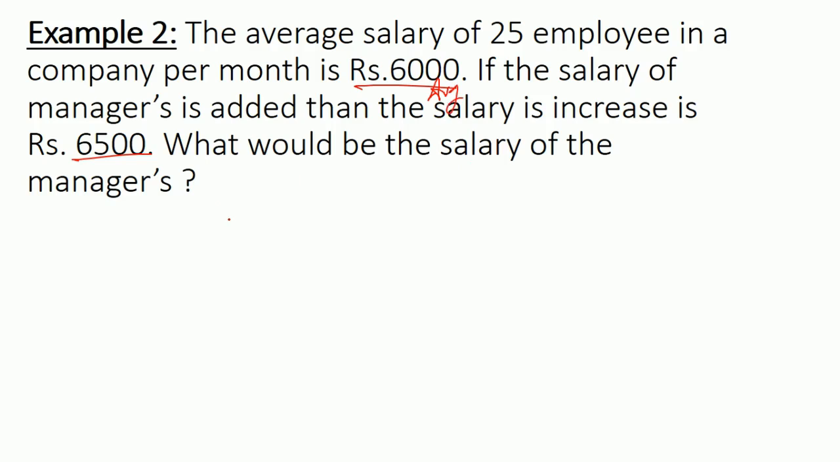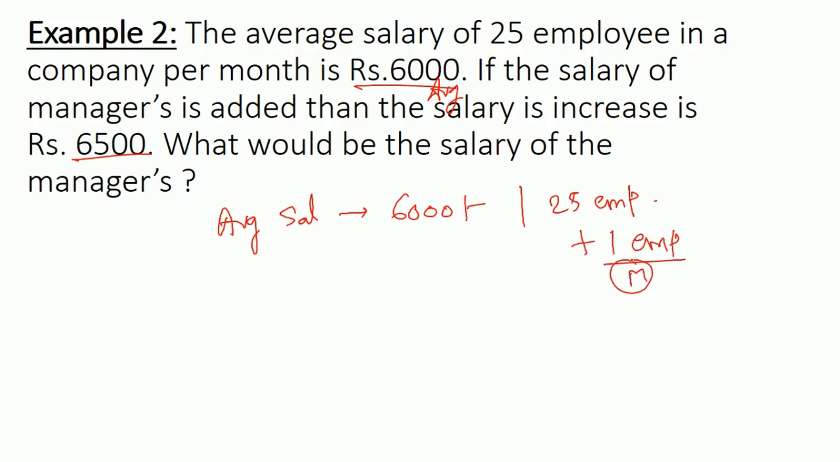Okay. Now for solving this, what we need to know is the average salary of the company, that is 6,000. When one more salary is added, so how many employees are there? 21. The question says we are adding one more employee, that is the manager. So adding one more employee, the average salary is becoming 6,500.